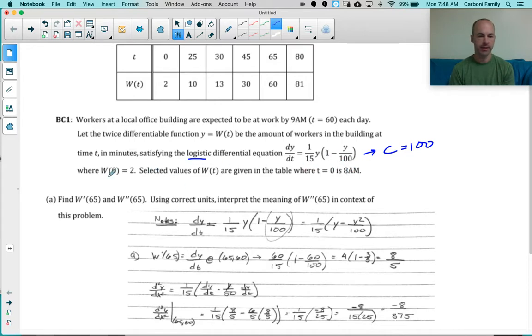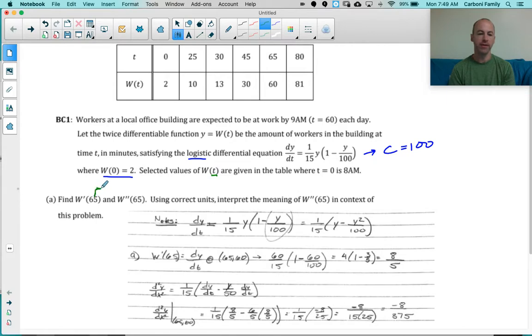And let's see, they give you an initial condition. Down here, they ask you to find W prime of 65 and W double prime of 65. And this dy dt is the rate of change for W. So to get W prime of 65, I'm going to use this equation. What you have to be careful of, though, is that W is a function of t.